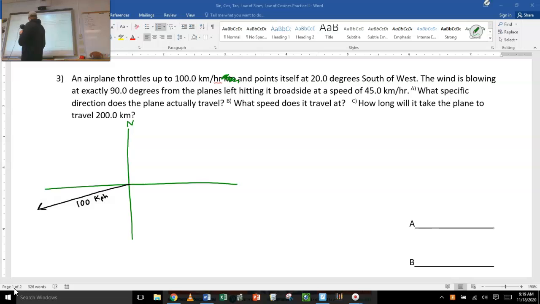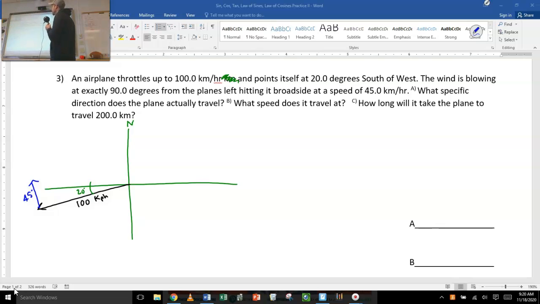At an angle of 20 degrees south of west. The wind is blowing exactly 90 degrees from the plane's left-hand side. So here's the wind at 45. I actually made that a little bit too long. So, 45.